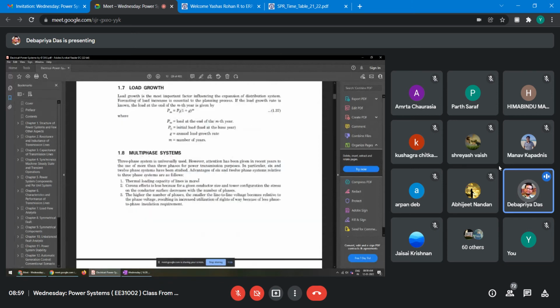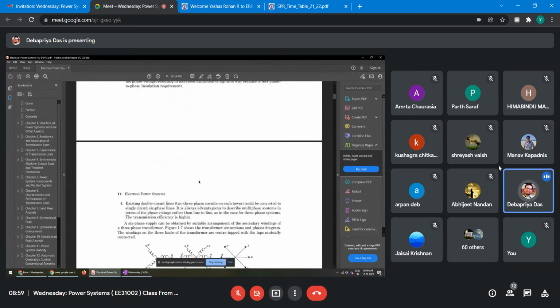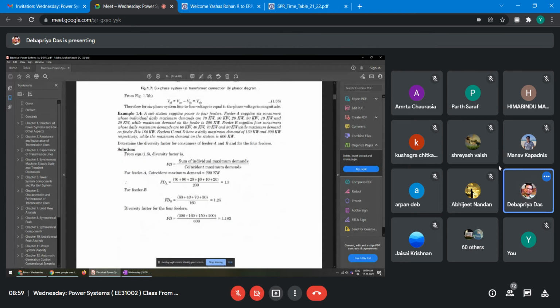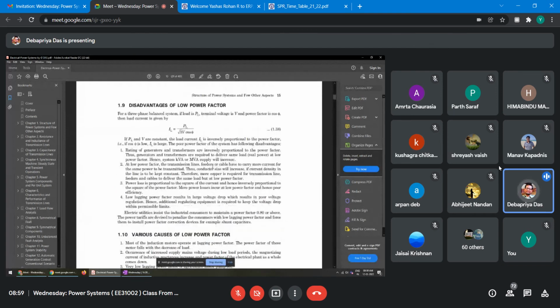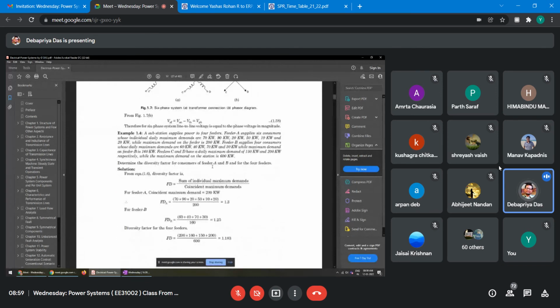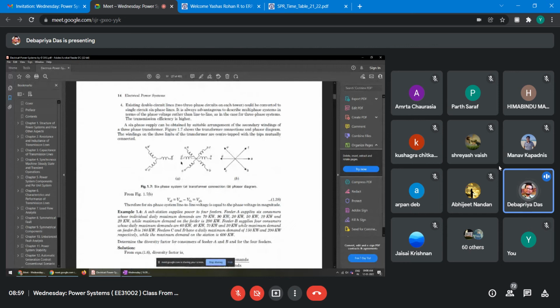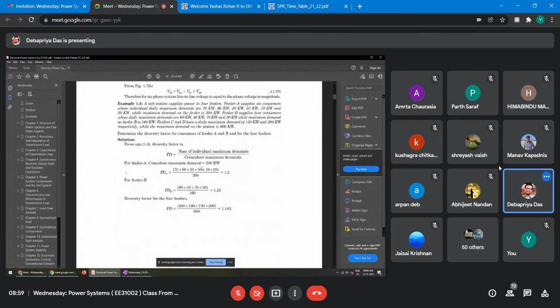Multi-phase system we will not discuss. Better you skip it, no need to study. And one more example is there, similar to that only. Please do this example yourself. And now, disadvantages of low power factor. This one, of course, you will do on your own. Everything is solved. Multi-phase system, no need, right?